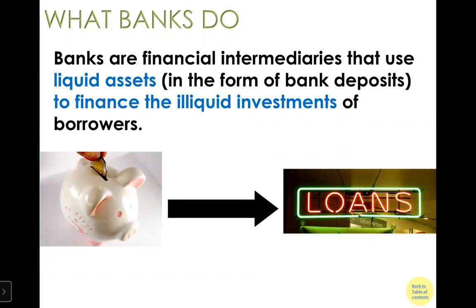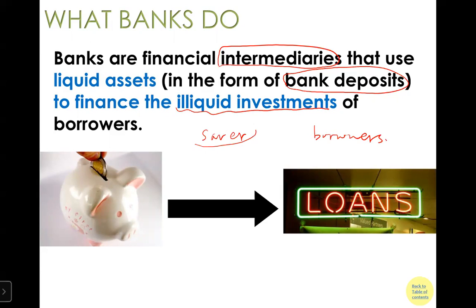Banks essentially are financial intermediaries. What does intermediary mean? It just means a middleman. Banks are financial middlemen who use liquid assets. What are liquid assets? Just think about bank deposits. They use these liquid assets to finance the illiquid investments of borrowers. So in other words, the bank is a middleman between savers and borrowers.